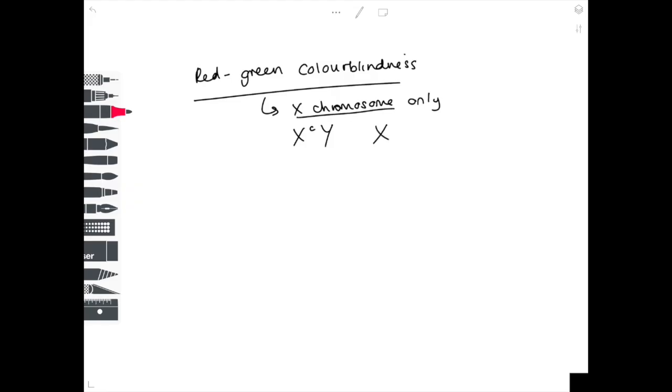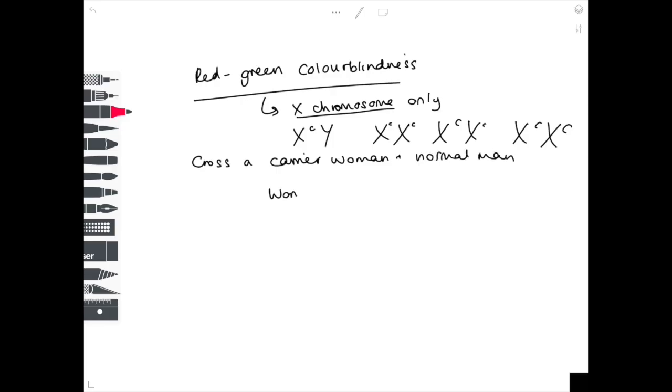As a female, to have colour blindness, you need to have 2 small c's. If you have a big C and a little c, then you're just going to be a carrier, and if you have 2 big C's, then you're going to be completely normal. So let's do a question to try and make this a bit more straightforward. So we're going to cross a carrier woman and normal man.